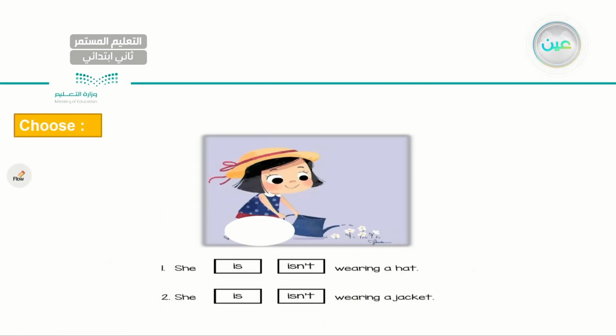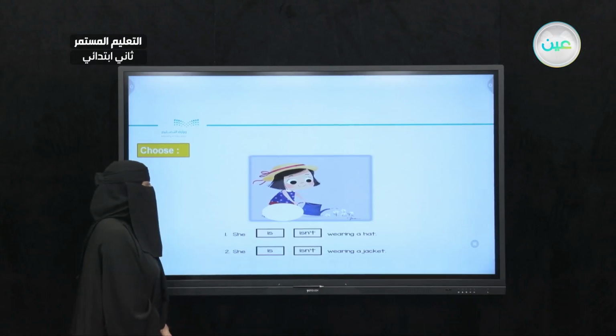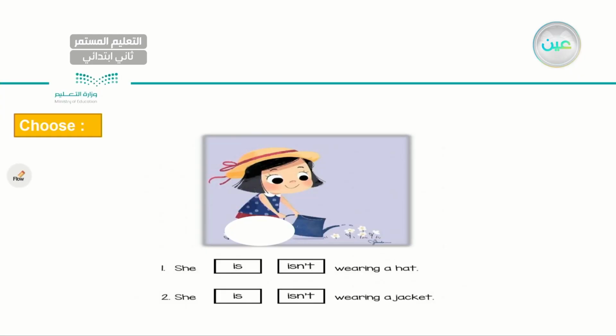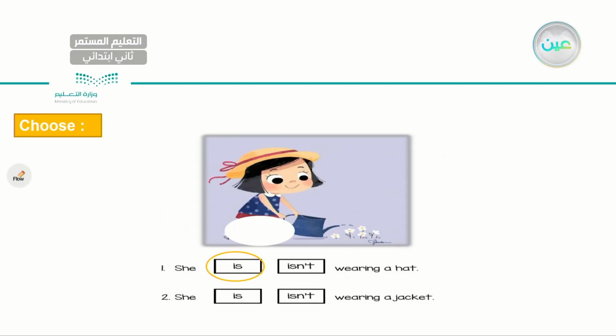Now, help me out with this one. I have a picture of a girl. Is she wearing this or she's not wearing this? Number 1, she isn't wearing a hat. What do you think? Is or isn't? Now look for the picture. She is definitely wearing a hat. She is wearing a hat.